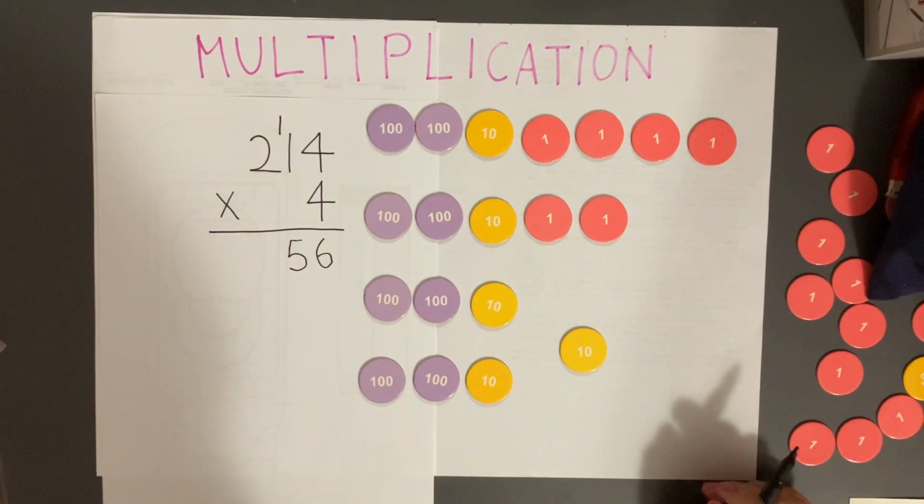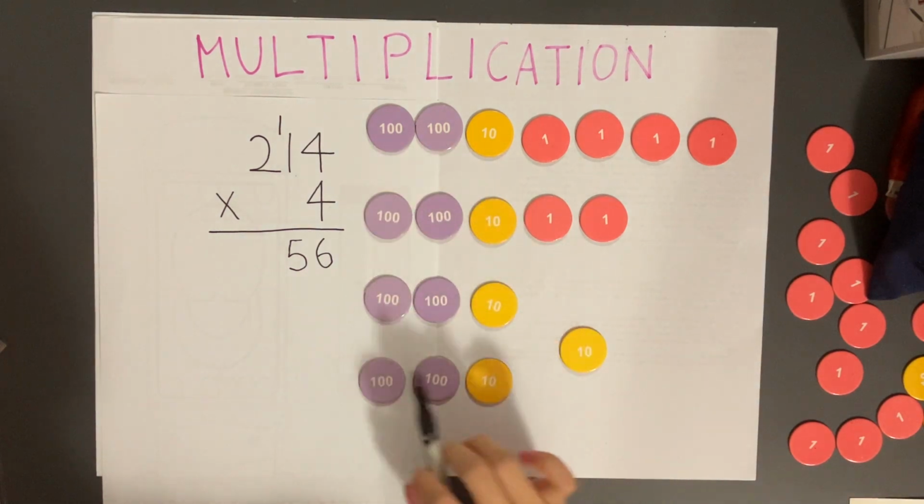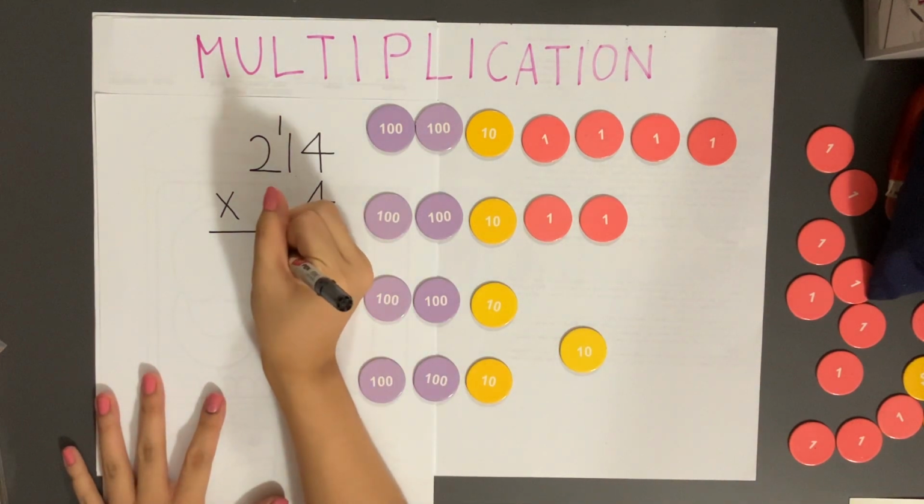And how many hundreds do I have? 1, 2, 3, 4, 5, 6, 7, 8. So I have 8 hundreds.